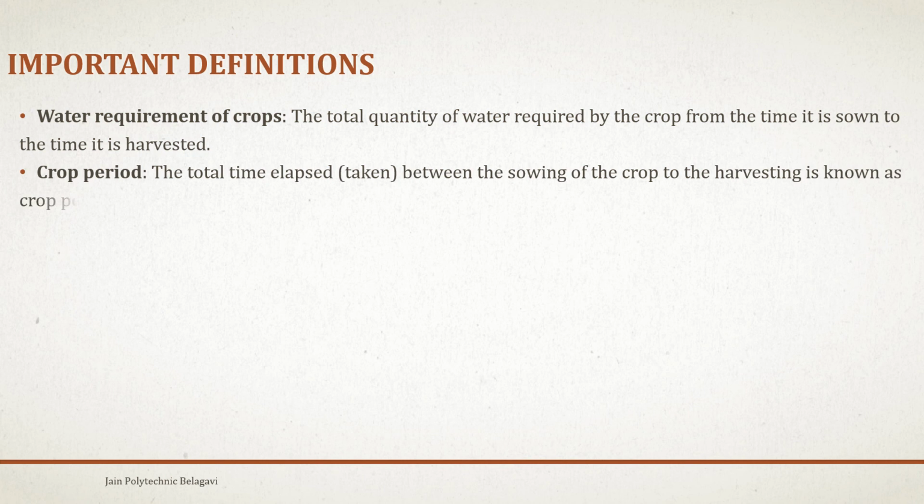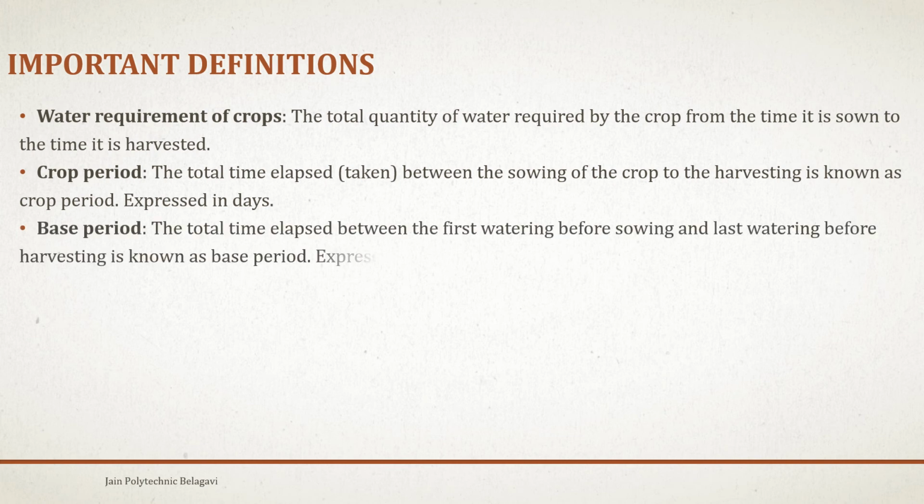Next, the crop period: the total time elapsed between the sowing of the crop to the harvesting is known as the crop period, and we express it in days.